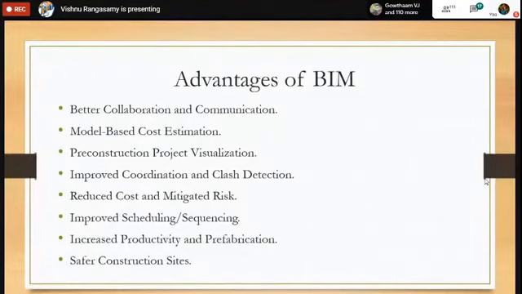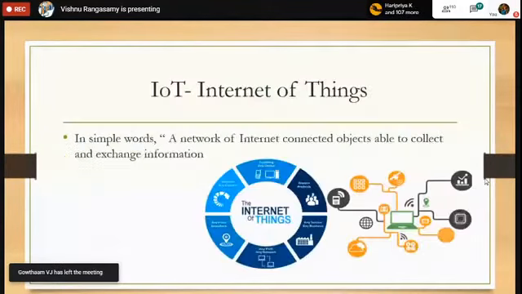The foreign countries are using this to some extent. They have reached around 20 to 35%, where the Internet of Things is playing a huge role in reducing construction site accidents. You may already know something about the Internet of Things. Let me give a simple idea: a network of internet-connected objects able to collect and exchange information.